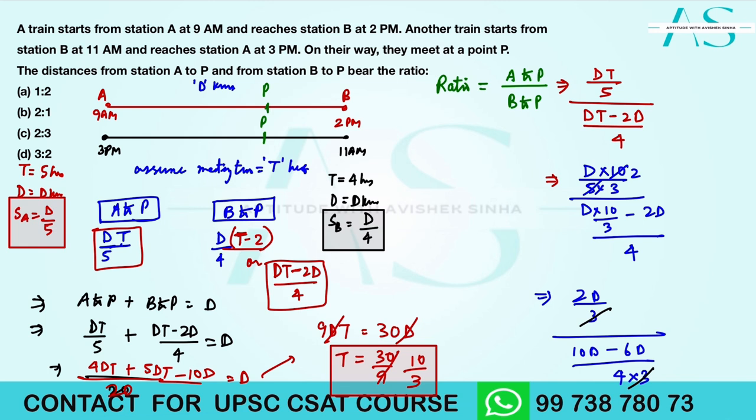What is left with you? You get 2d upon 4d. So d and d cancel, and 4 and 4 cancel. You have 2:1 as your ratio. Option B here is your correct fit. I hope this helps. This is a problem from time, speed and distance, catering to the meeting point problems.